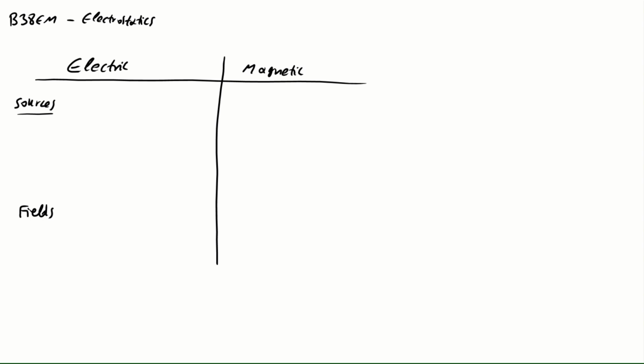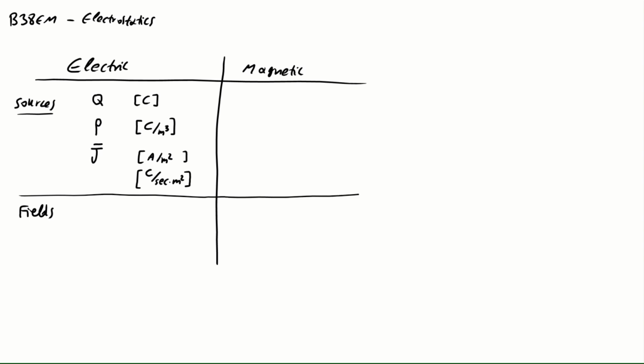We are all familiar with the electric charges, so we have electric charges Q, which are measured in coulombs. We have electric charge density ρ, which is measured in coulombs per meter cubed. And we also have electric current, or in a more general case, electric current density, J, and that is a vector quantity. And this is measured in amperes per meter squared, and an ampere is a coulomb per second, so this is the same as saying a coulomb per second per meter squared. So these are the electric sources that we can meet.